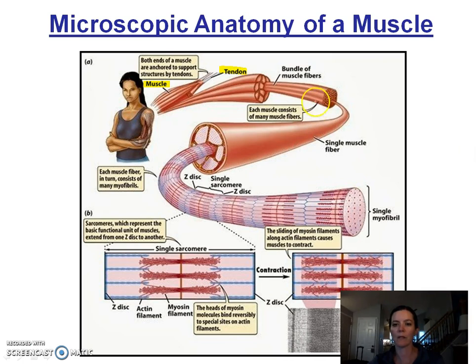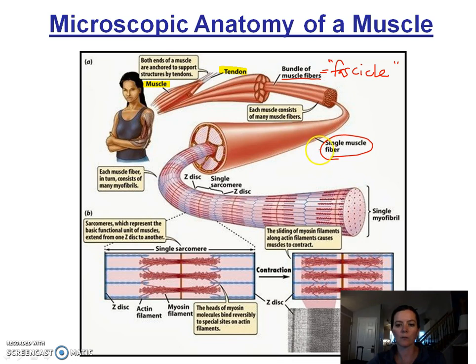So let me write that word in here. This bundle of muscle fibers here is a fascicle. That's just the name for that. Each fascicle is a bundle of muscle fibers or cells. So here's a picture of an individual muscle fiber or cell. And that's as far as we got last time. But we need to keep going and see what's inside of this cell.